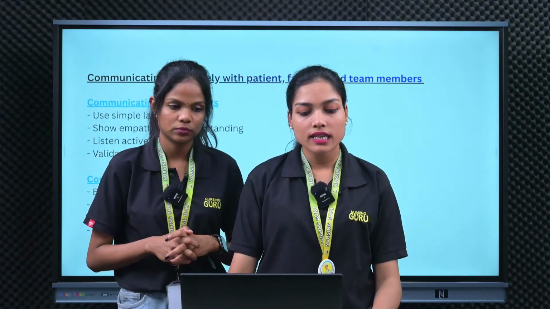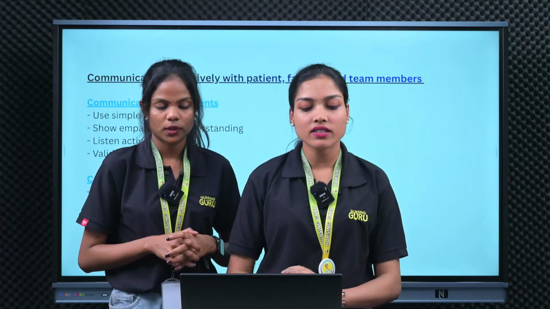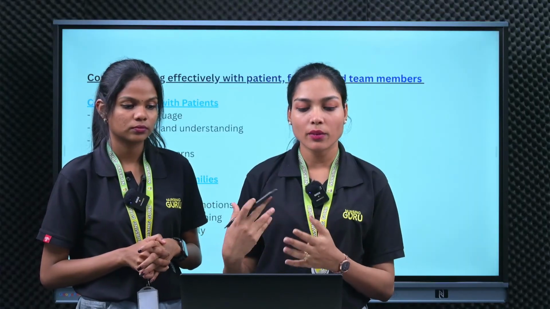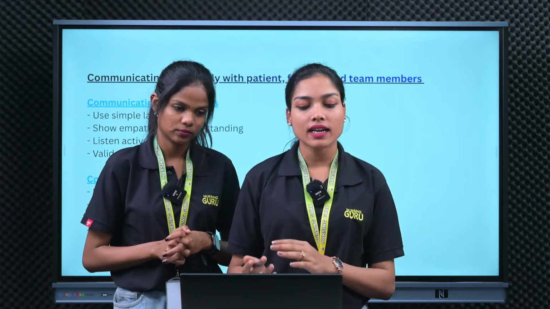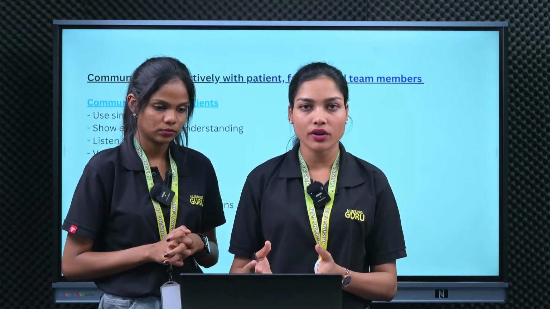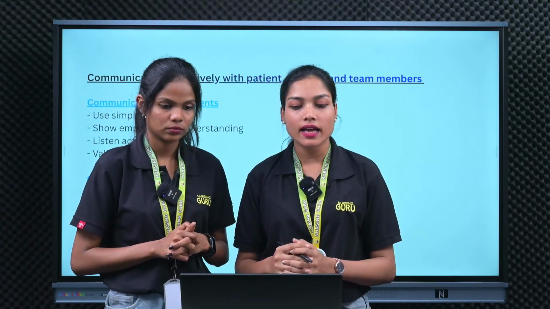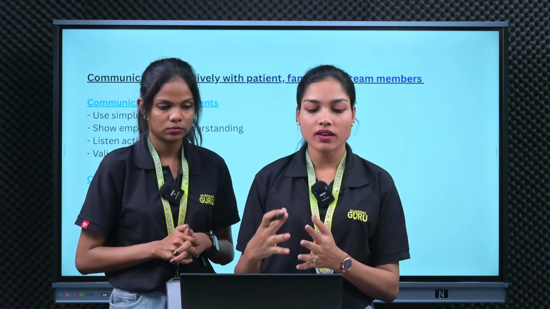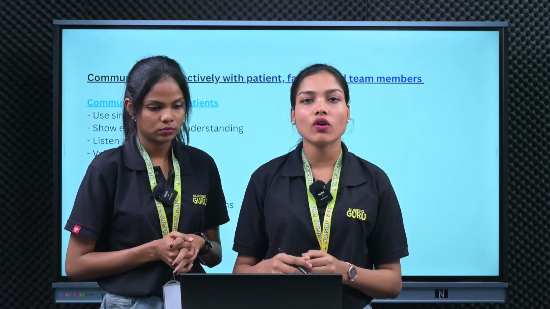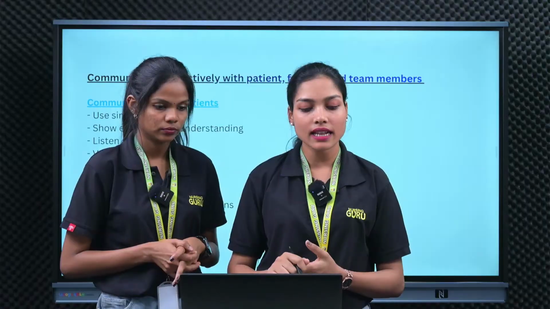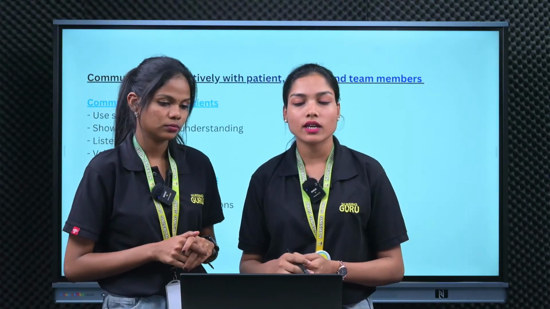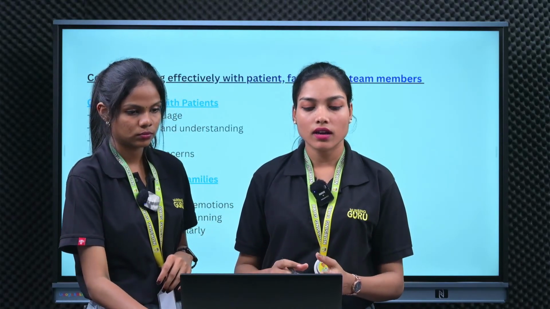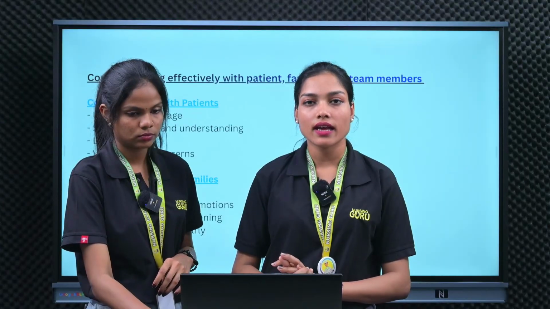Next one is communicating with families. First one is be clear and honest. The nurse should be clear and honest in communication with the families. Then address concerns and emotions. Then involve them in care planning. If we are preparing a care plan, we need to involve them in it. The last one is provide updates regularly. These are the points under communicating effectively with patients and families.